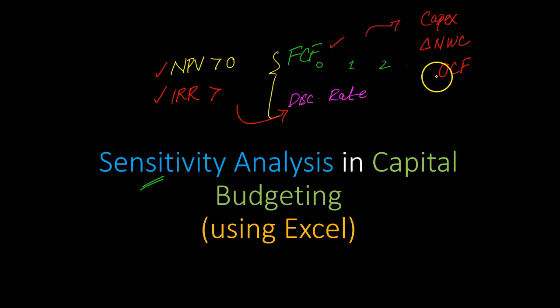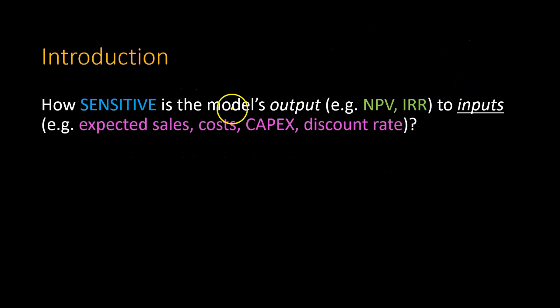The point being that our output, like you can think of NPV and IRR as the outputs, right? So these are the outputs, and this output depends on the underlying inputs that determine your capital expenditure, changes in net working capital, and operating cash flow. So sensitivity analysis is really just about how sensitive our model's output, like NPV, like IRR, is to the underlying inputs.